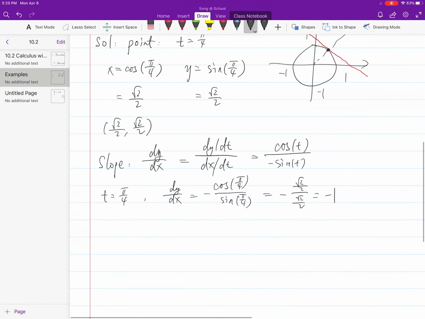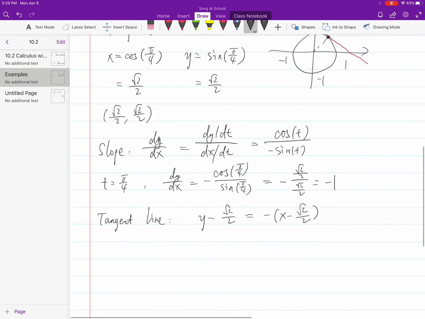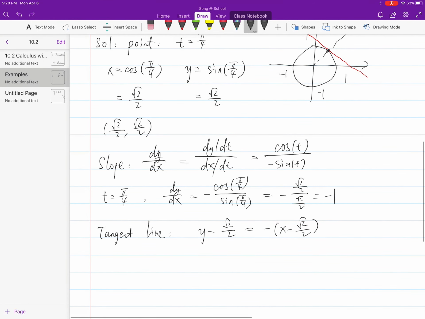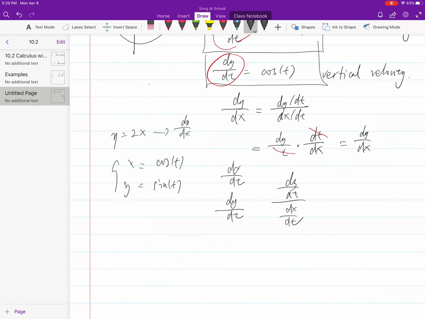Okay, so you know the point, you know the slope. Now you can easily write down the tangent line, whatever form you prefer. I would just go with point slope form. Feel free to simplify if you want. So that's the solution for this one. From here, you can see it's actually not hard. You basically take the derivative as you did before, but this time you do it with t. And because you have two formulas, you take it twice, but when you finish, you just divide the corresponding ones.